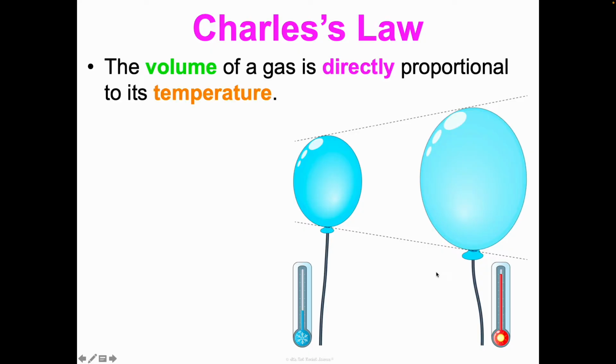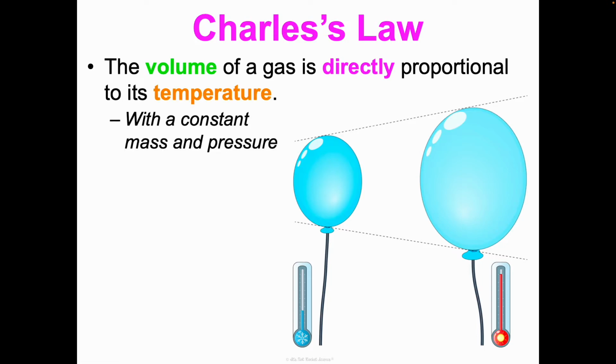And he says the volume of a gas is directly proportional to its temperature with a constant mass and pressure. So what that means is if the temperature goes up, the volume goes up. So if we see this here, if we increase the temperature, we should expect the balloon to get bigger, because the gas inside it is going to need a greater volume if the pressure is going to stay constant.